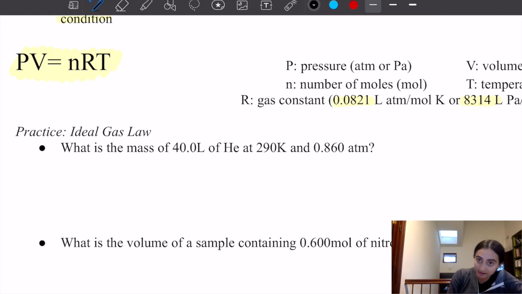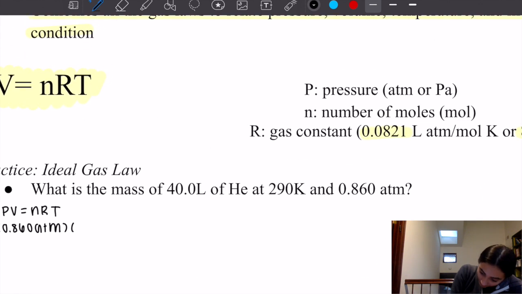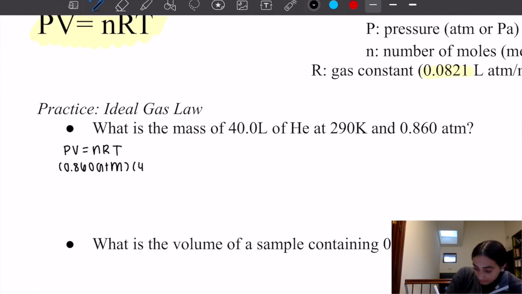So I'm going to set up my ideal gas law equation. And here we have, if I write it out, PV equals nRT. So I'm going to plug in what we know. Our pressure is 0.860 atmospheres. Volume is 40 liters. And I'm trying to find moles so that I can convert to mass.